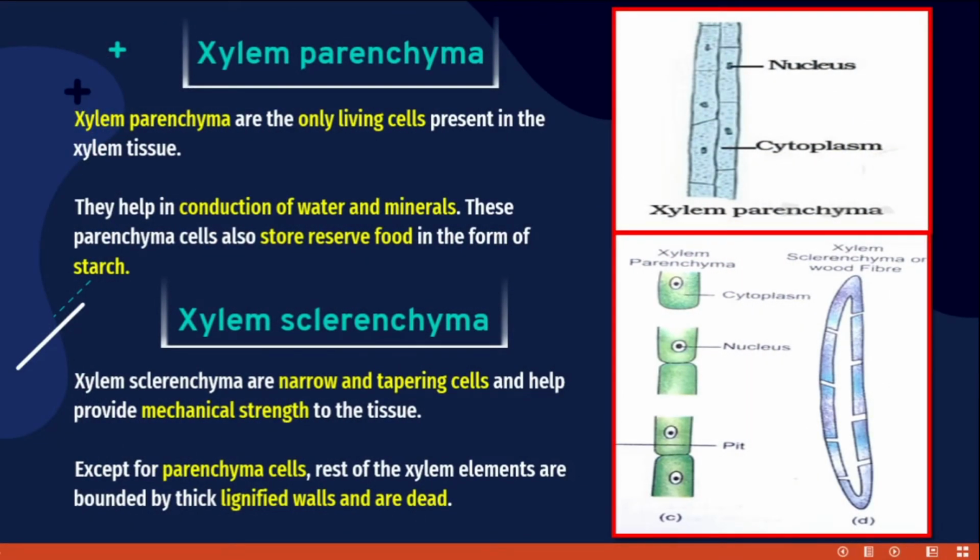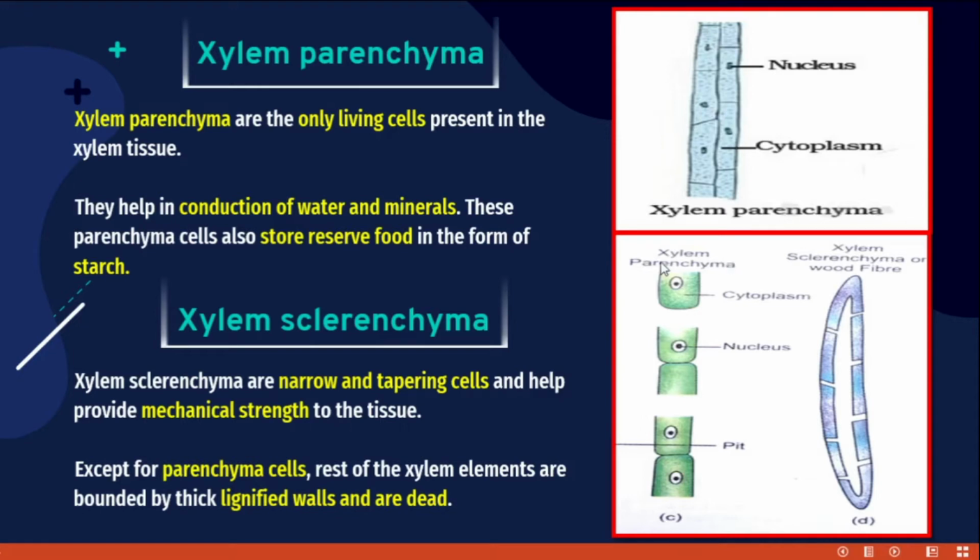Next, xylem parenchyma. Xylem parenchyma are the only living cells present in the xylem tissue. See, normally this xylem parenchyma also conducts water. Apart from this, another important function is there. It helps to store reserve food in the form of starch. Okay. What is it? It helps to store food in the form of starch.